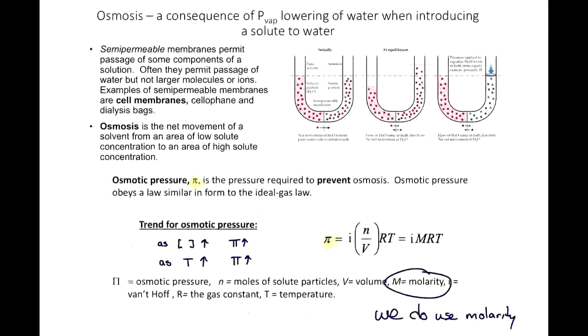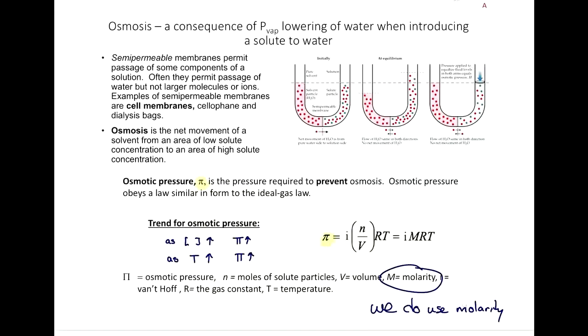So let's talk about the last consequence of colligative properties, dissolving stuff in water, and that's osmosis, or osmotic pressure. Osmosis is a product of that. So osmotic pressure, this is a weird property to describe. It's hard for me to describe, but let me just tell you the trends, okay?